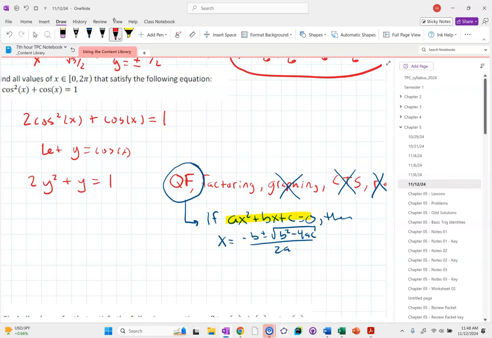Daniel shakes his head no. Why not, Daniel? Because what's it equal to? 1. What's it supposed to be equal to? 0. Can we fix that? Yeah, what do we need to do? Subtract 1 from both sides, right? Everybody feel good there?